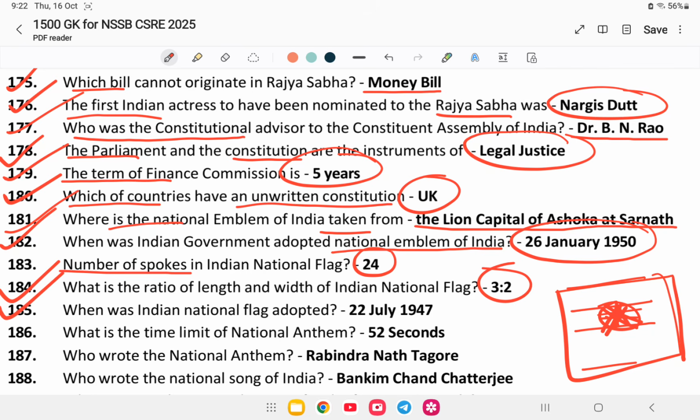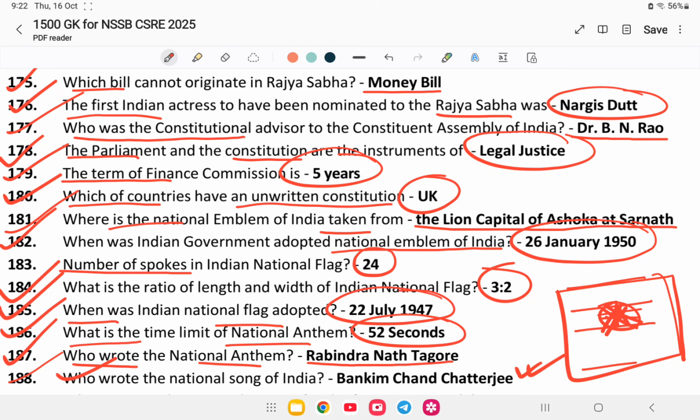Next, 185. When was the national flag adopted? National flag the 22nd of July 1947. What is the time limit of the national anthem to 52 seconds. National anthem Jana Gana Mana de kiman lamba huwa 52 seconds. 187. Who wrote the national anthem to? Rabindranath Tagore. Who wrote the national song to? Bankim Chandra Chatterjee. That is Vande Mataram. Next question.